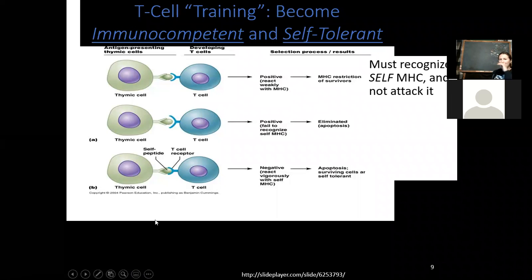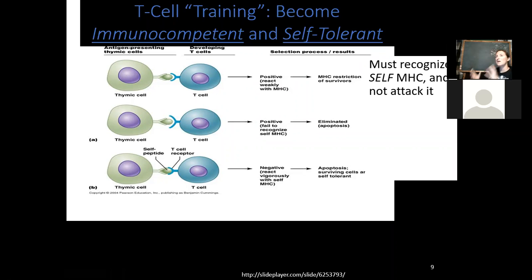Okay, so what exactly is happening in the thymus? Well, T cells are called T cells because they are the thymus cells. They are trained in the thymus. And so what exactly does this training involve? Well, it involves teaching these T cells to become immunocompetent and self-tolerant. And so what exactly does that mean?